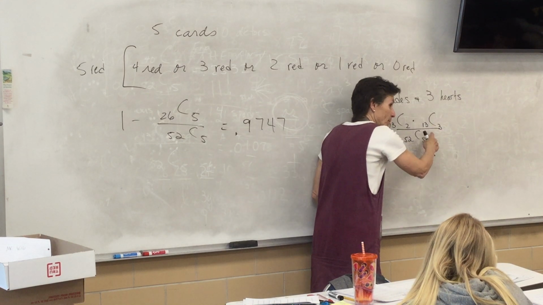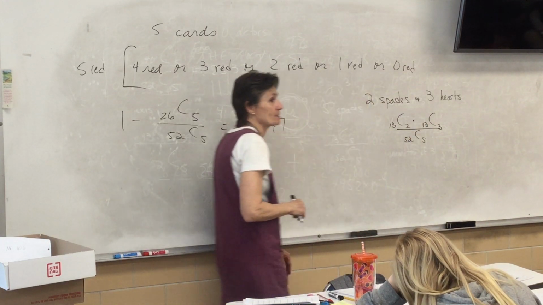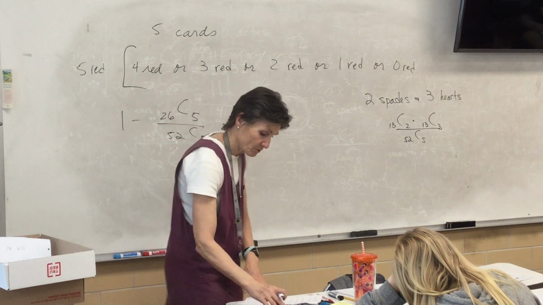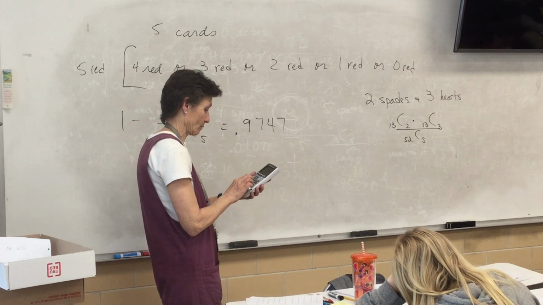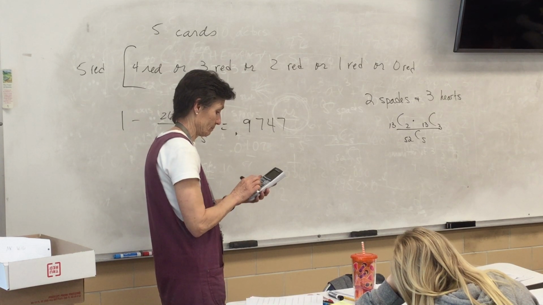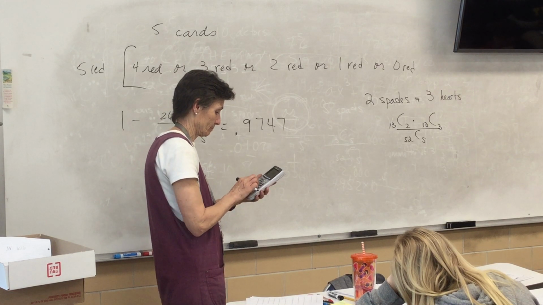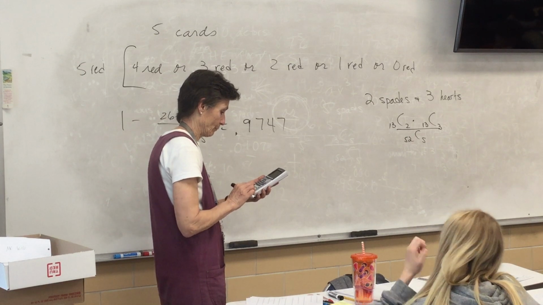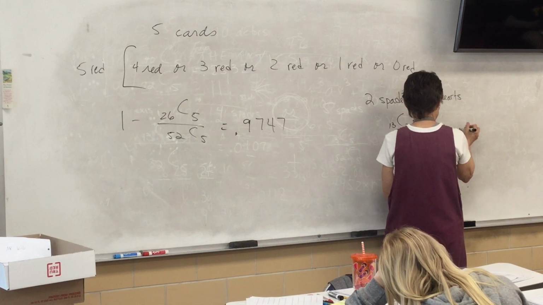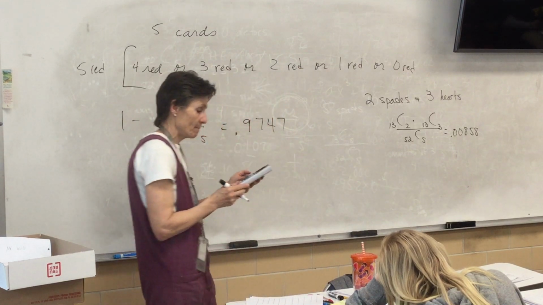Now remember, if we want spades and hearts, we gotta multiply. Shirts and jumpers, English class and math class, we multiply options when you're picking both. All right, so let's go ahead and just figure out what that is. Ooh, I got kind of a little number. I got 0.00858. I'm gonna go ahead and write that. 0.00858. Is that what you got? Anybody else get that?